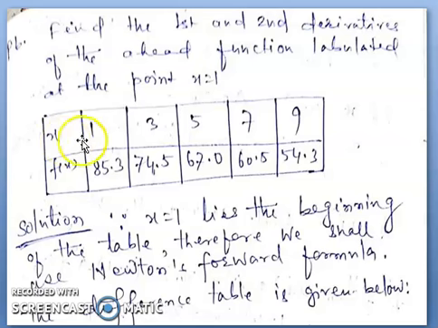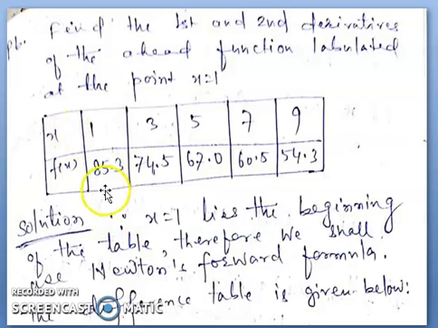Here are the values of x: 1, 3, 5, 7, 9, and f(x) equal to 85.3, 74.5, 67.0, 60.5, 54.3. Now let us start the solution.